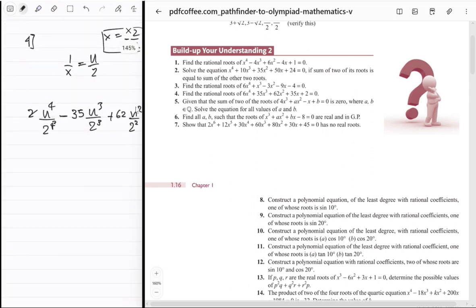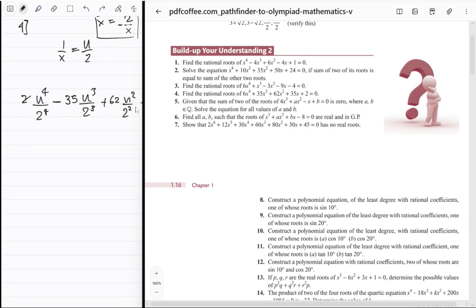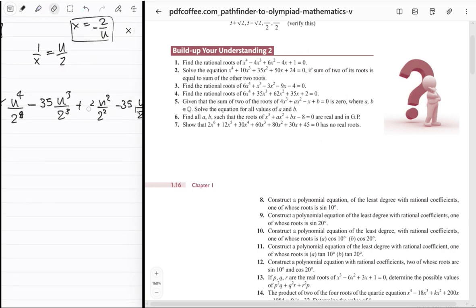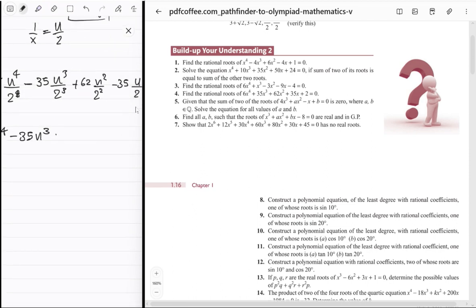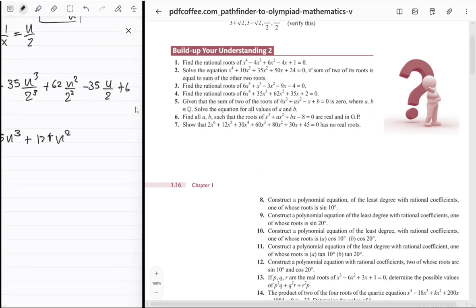So you got 2 cube and whatever. This thing can be thought of as 31, and then oh, we don't even care because we're going to multiply by 2 power 3 anyway. So it's u power 4 minus 35 u cubed. Then you got 2 cube upon 2 is just 2. So plus 124 u squared. That's 35 times 2 power 2. So 35 times 4 is 140. So minus 140 u, and then plus 6 times 2 power 3, which is, okay, that's easier actually.